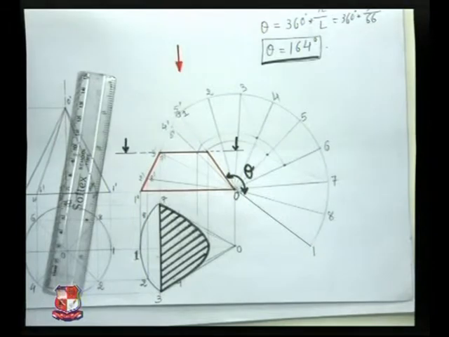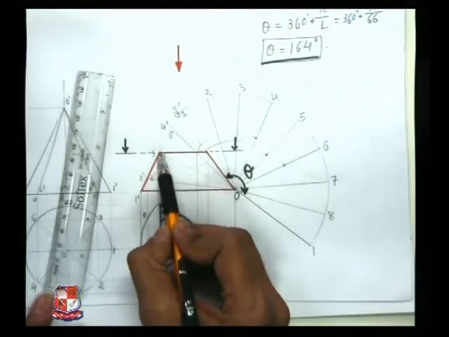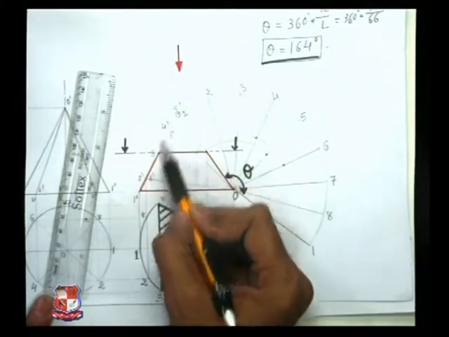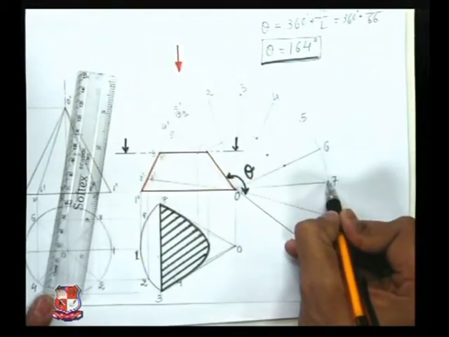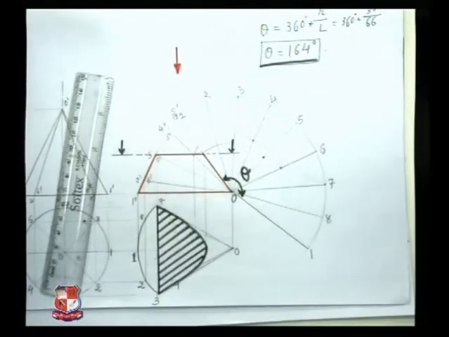Now come to point number 3 and 7. Point number 3 and 7 is on the base. So here is the base, and 3 and 7 would be somewhere here. So all the points are identified.